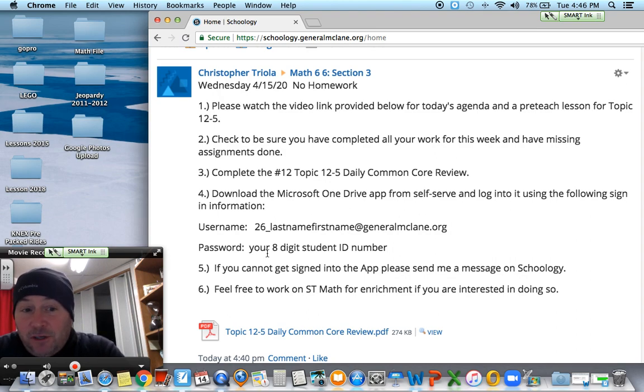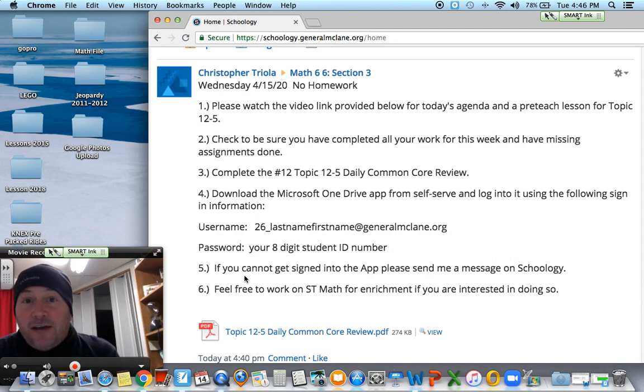The reason I'm having you get into Microsoft OneDrive is that I want you to be able to use Microsoft Teams in case we start doing online conferencing and things like that. So if you can do that, that's good. And number 5 says if you cannot get signed into the app, please send me a message on Schoology so I at least know you weren't able to do it.